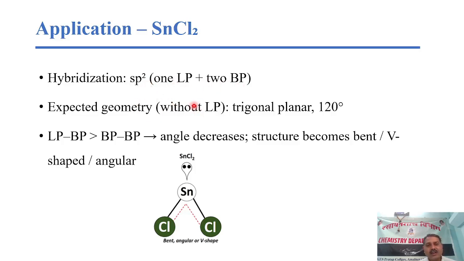So the expected geometry without the lone pair will be trigonal planar and the expected bond angle will be 120 degrees. But due to the presence of a lone pair of electrons, there is lone pair-bond pair repulsion, and lone pair-bond pair repulsion is greater than bond pair-bond pair repulsion. That's why the bond angle decreases and the structure also gets distorted from trigonal planar to bent or V-shape. Because of the repulsion between this lone pair and bond pairs of electrons, the molecule gets distorted from the expected trigonal planar geometry, and the actual geometry of this molecule is now bent or angular or V-shape.